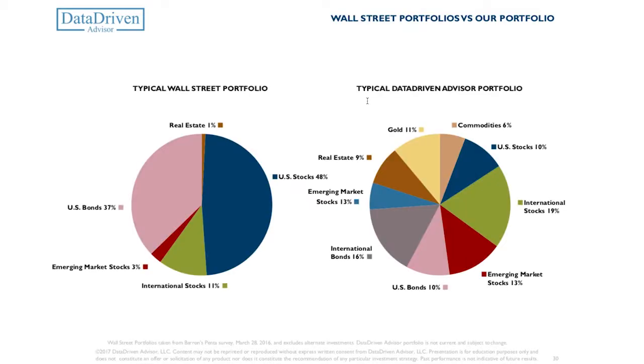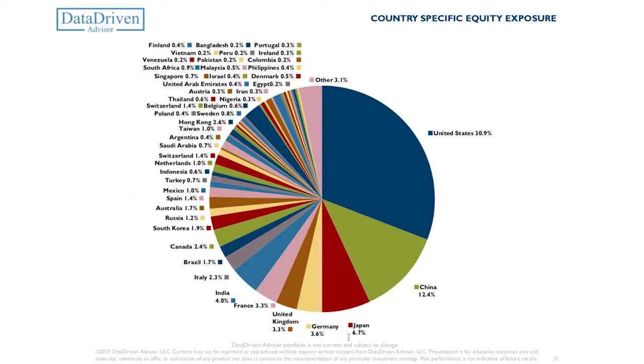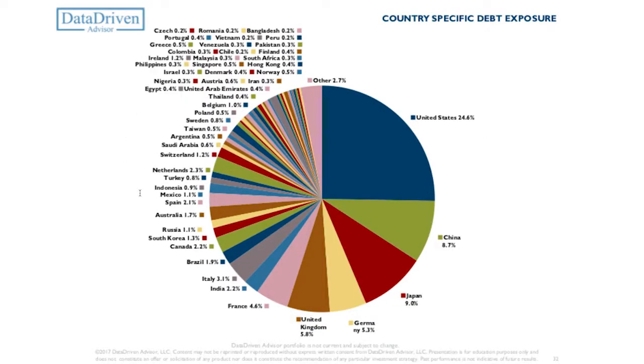Let's take a look at the portfolio. Visually, we can look at the Wall Street portfolio, and we can compare that to our typical portfolio just to compare the asset class weightings and diversification. We can also dive into each section of our portfolio. When we're looking at the equity side, what's interesting is to know that not only can we tell you exactly how much we have in every single country, but we can tell you exactly why that is. It's all through a data-driven process. And we can do the same thing on the debt side.